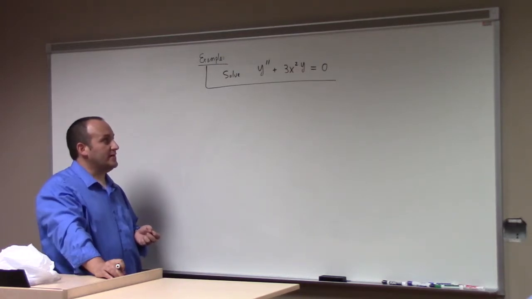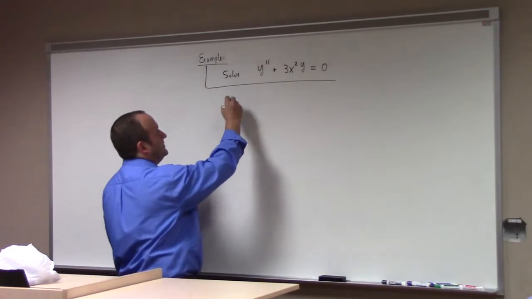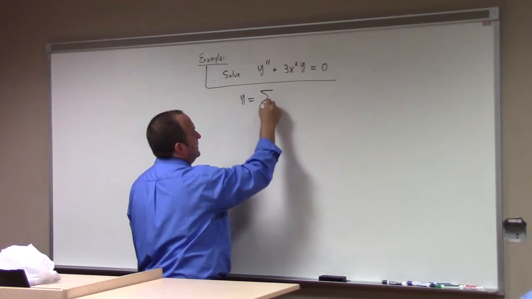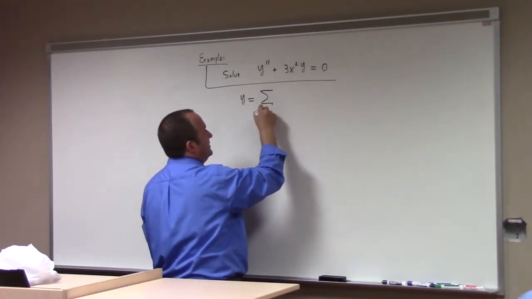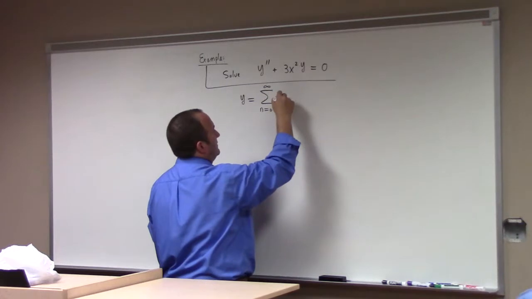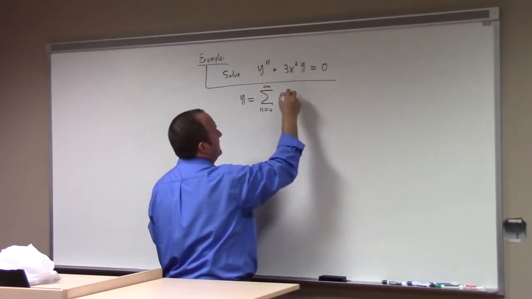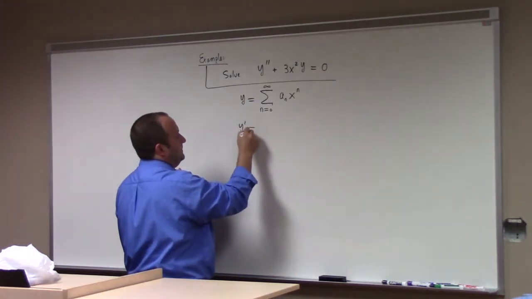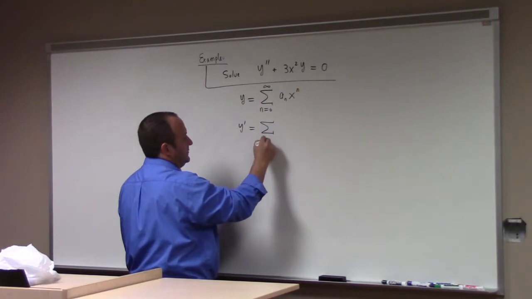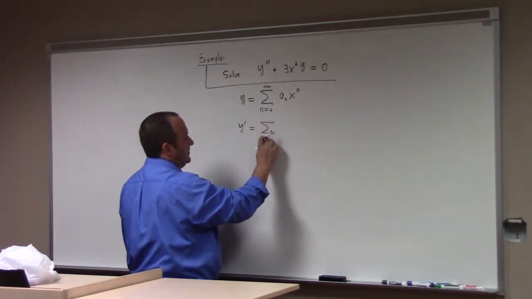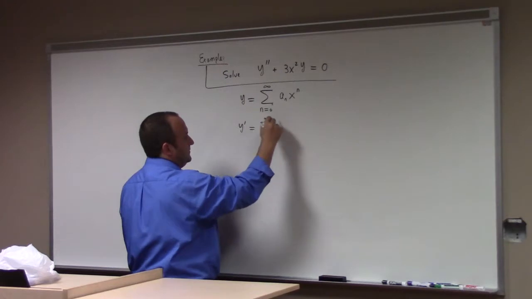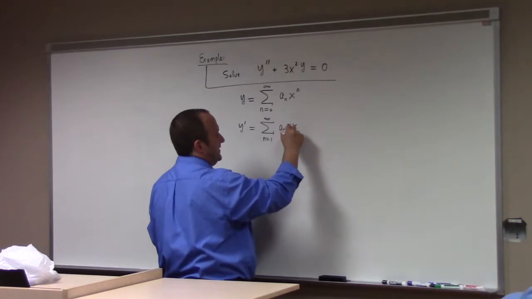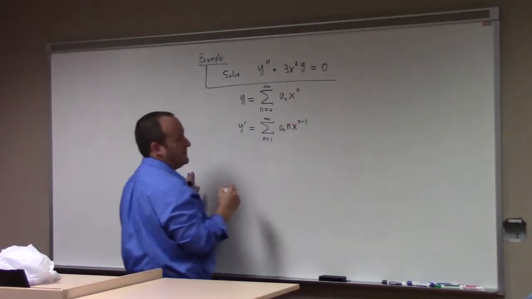So let's see here. The game plan is to write y equals the sum, and I'll use n because my n's are easy to read, n equals 0 to infinity of a sub n, x to the n. And with that in mind, we get y prime is the sum, n equals 1 to infinity, because what's the derivative of x to the n? It's n times x to the n minus 1. So this is term-by-term calculus.